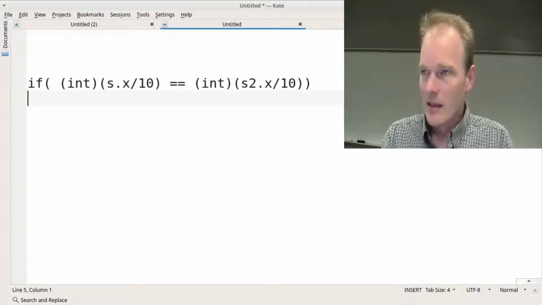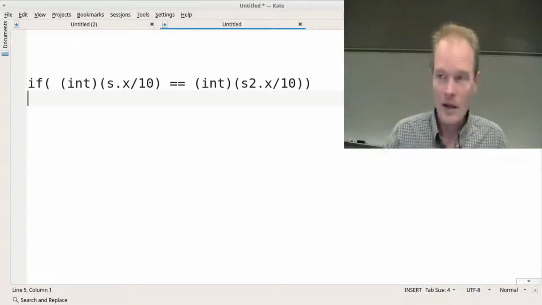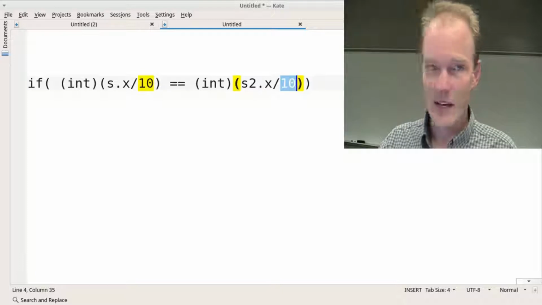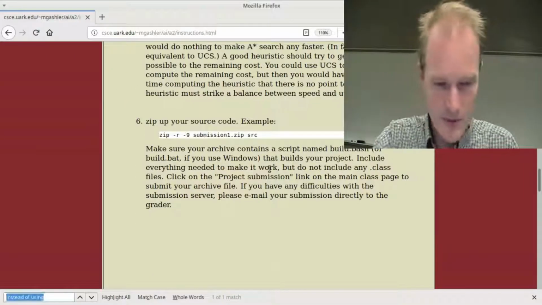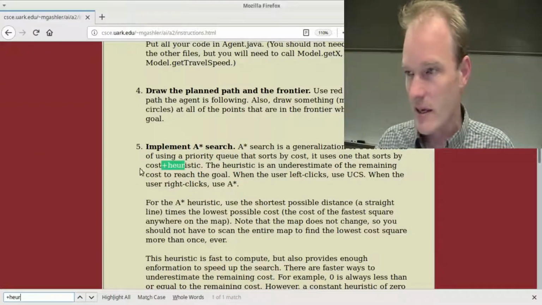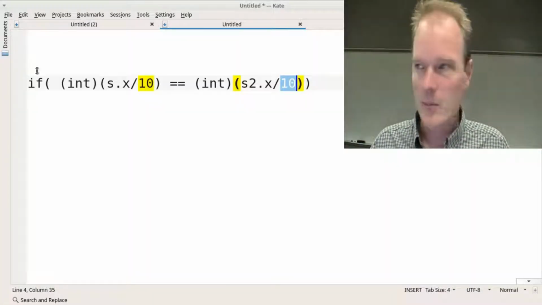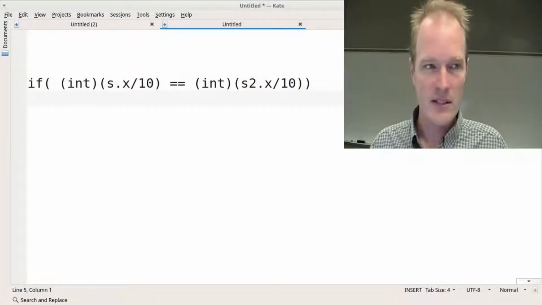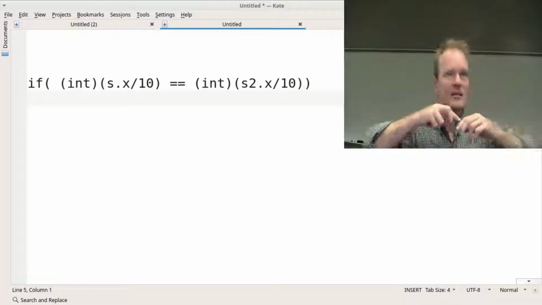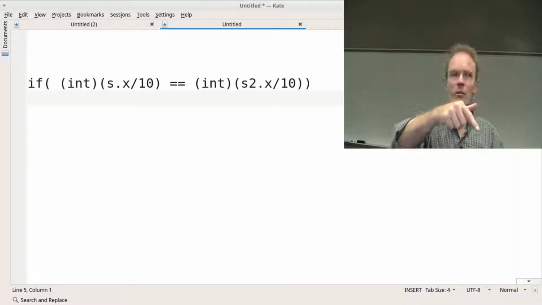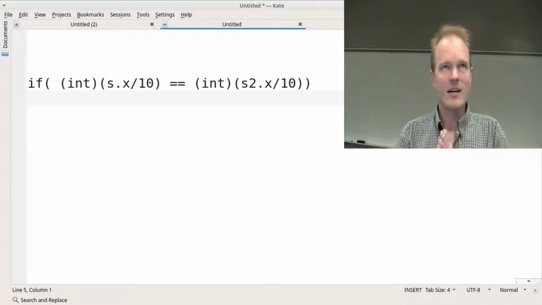Some other gotchas. This was a big one. Another huge one involving this divide by 10 thing was: remember how the difference between A star and a uniform cost search is that you add the heuristic, right? Well, a lot of people didn't notice that when they were stepping through the states in uniform cost search, they were taking steps of size 10. And then when they were measuring the distance for the heuristic, they didn't divide by 10.